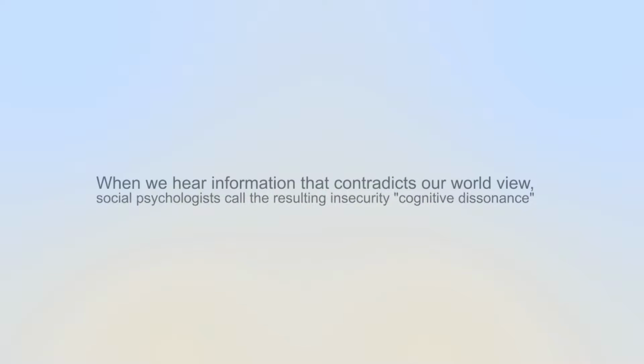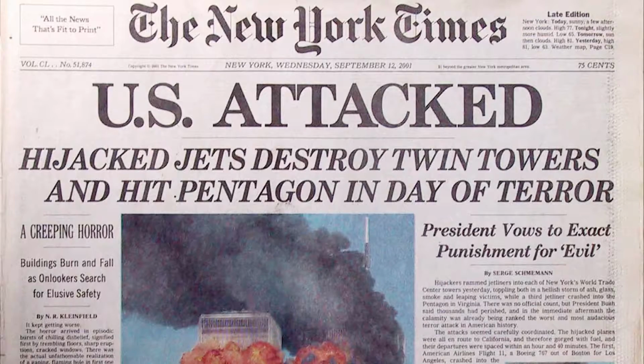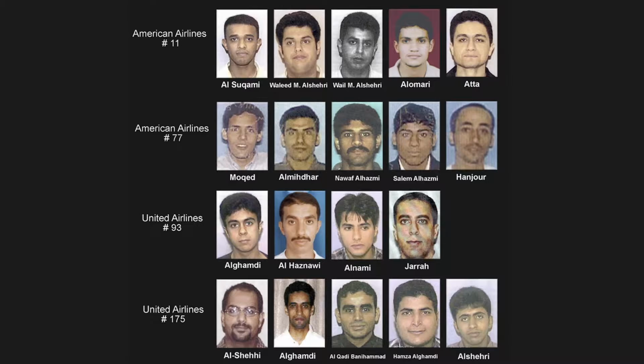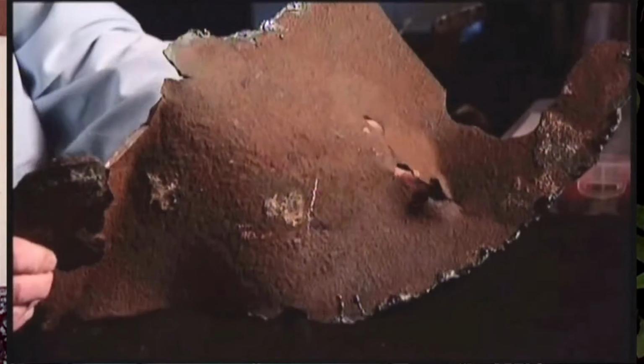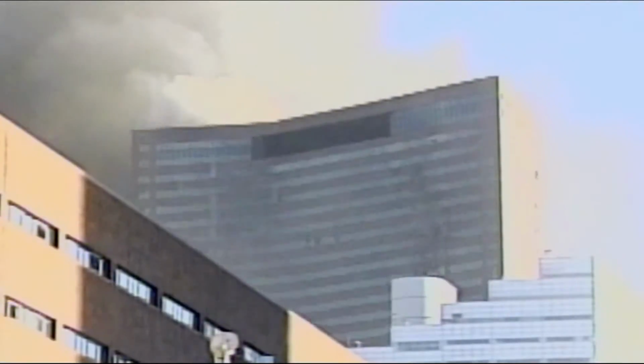When we hear information that contradicts our worldview, social psychologists call the resulting insecurity cognitive dissonance. For example, with 9/11, we have one cognition, which is the official story of 9/11, what our government told us, what our media repeated to us over and over, that 19 Muslims attacked us. On the other hand, we have what scientists, researchers, architects, engineers are now beginning to tell us, which is that there is evidence that shows that the official story cannot be true.